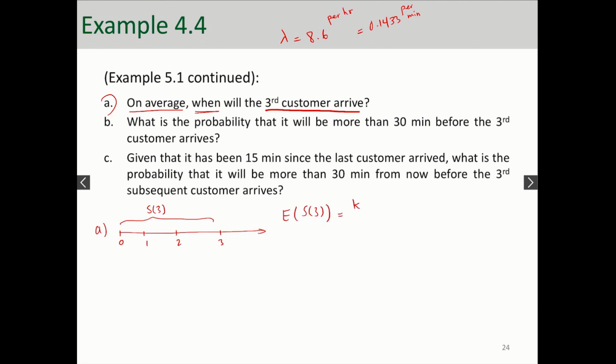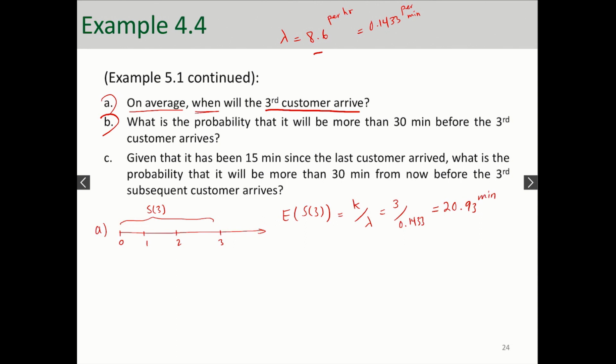And that is k over lambda. In this case, k is 3. So 3 over, if we want to talk in minutes, you divide that by lambda in minutes. Or if you want to have your answer in hours, you divide that by 8.6. In this case, we're doing it in minutes. So that is equal to 20.93 minutes. So almost every 21 minutes on average, you're going to see this third customer arrival. So that's expected value of third customer arrival.